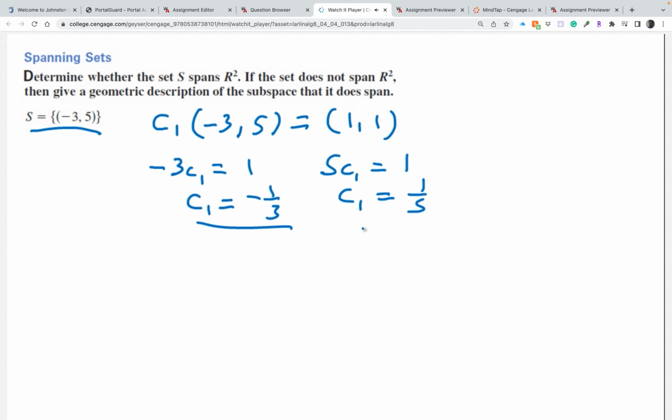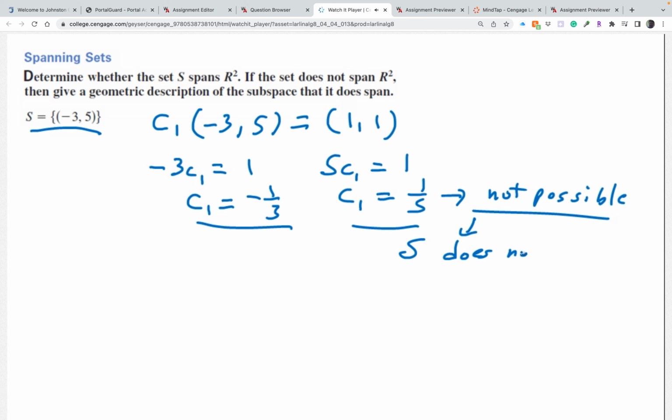We can see that we can't have two answers. So this tells us that this is not possible. So this means that S does not span R2. We can't have two different solutions for C sub 1. And we'll note that we should have two vectors spanning the space in order for this to be possible. What we'll have to do is take a look at a geometric description of the subspace.